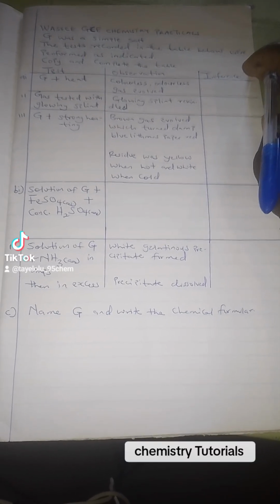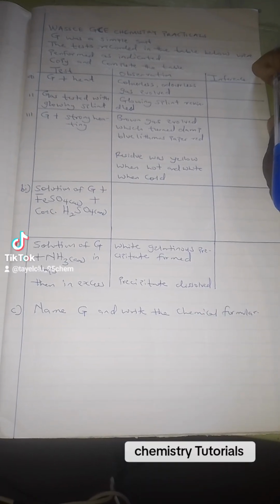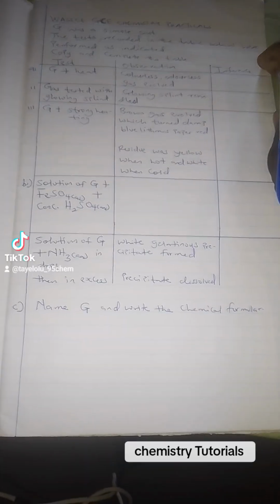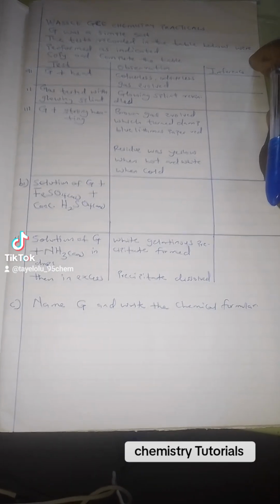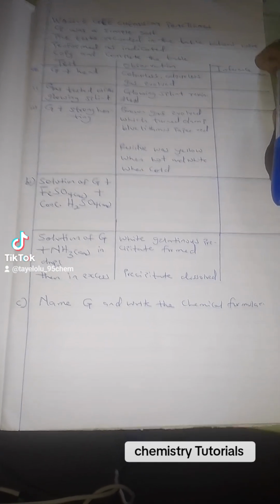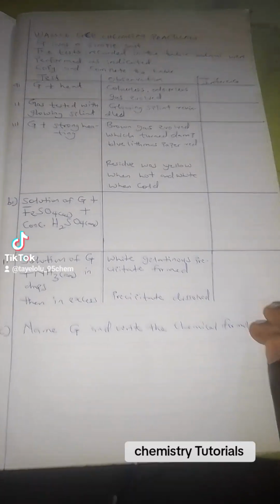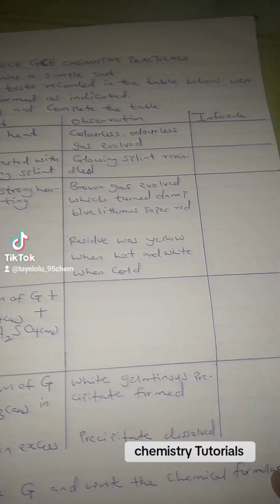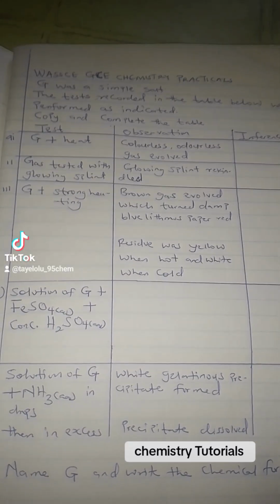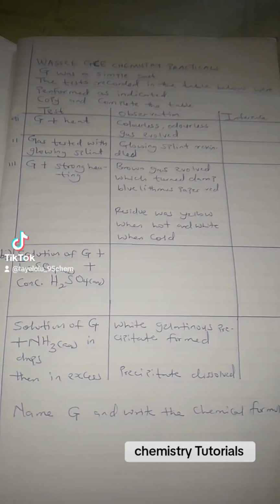It means then that you have to be familiar with the inference that should be expected from a particular test and a particular observation, since you are not going to be carrying out that experiment, as well as you have to know the observation that should be expected from a particular inference, depending on how the question is framed. Now look at this question. It says G was a simple salt. The tests recorded in the table below were performed as indicated. Copy and complete the table. So you have the test and you have the observation.